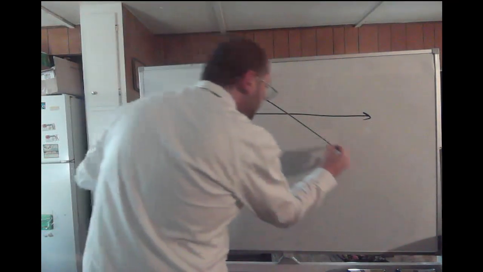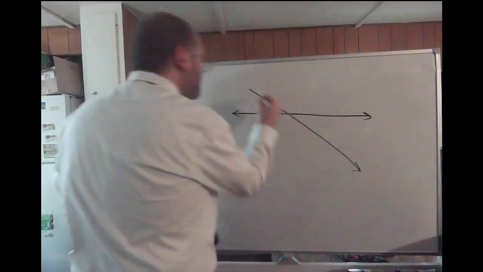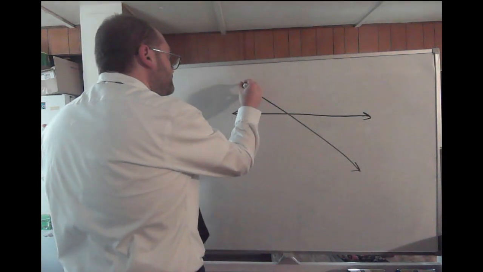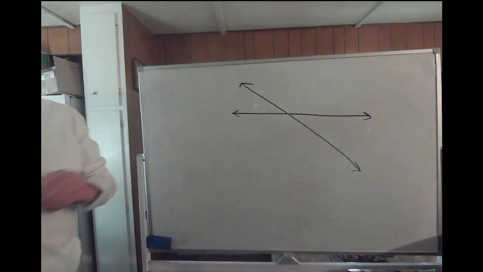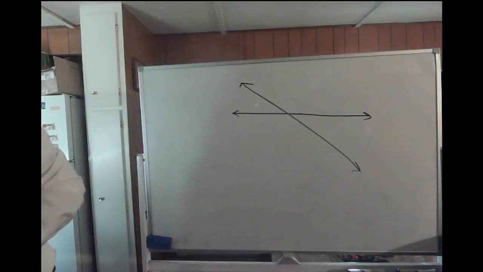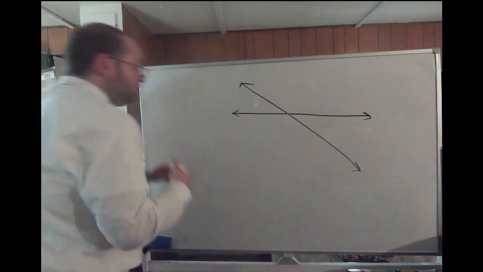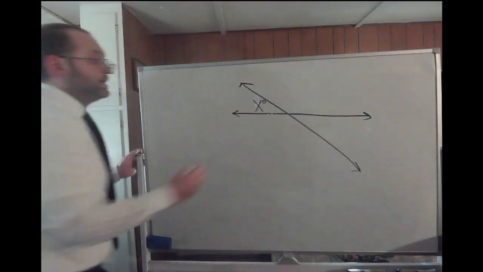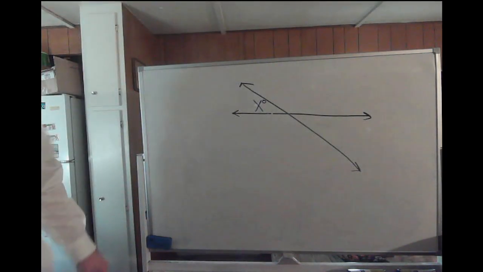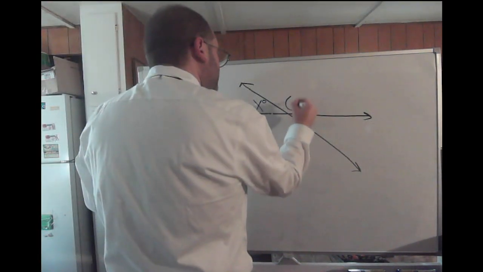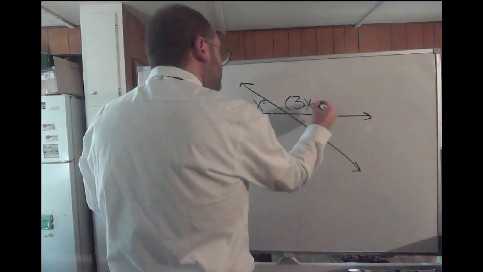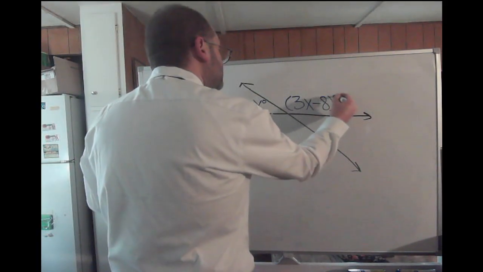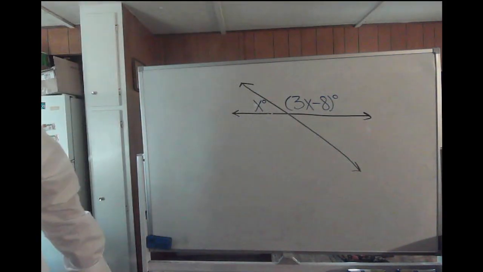And then I believe this is what happens here. Alright. What have we got here? So we got this angle equaling x degrees. We have this angle equaling 3x minus 8 degrees. Now here's where it gets fun.